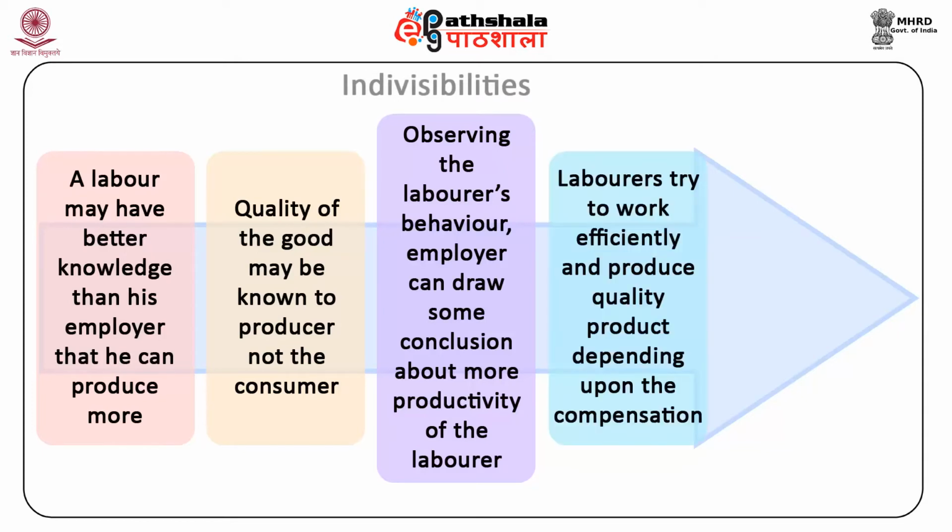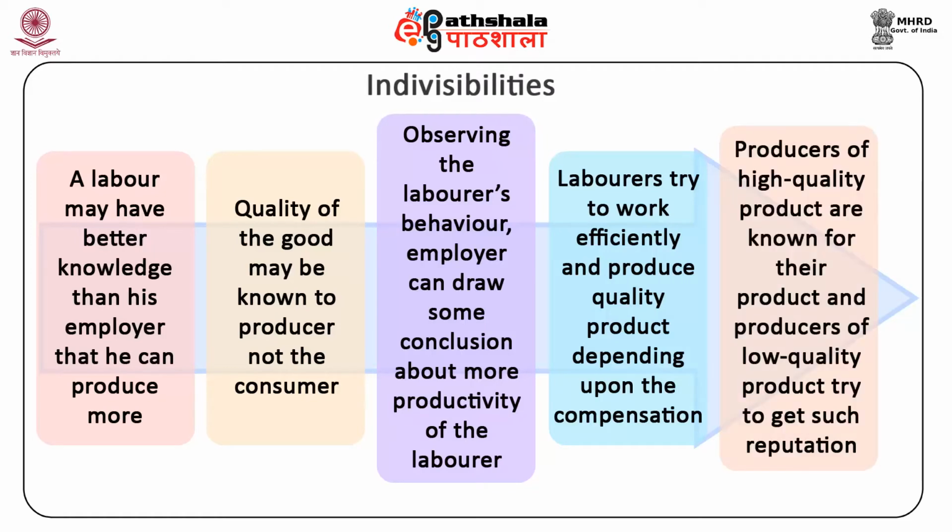But if the employer observes the laborer's behavior, then he can draw some conclusion about more productivity of the laborer. The laborers try to work efficiently and produce quality product depending upon the compensation they received. If they get good compensation, then their work will be highly qualitative, otherwise not necessarily. Similarly, producers of high quality product are known for their product and producers of low quality product try to get such reputation.